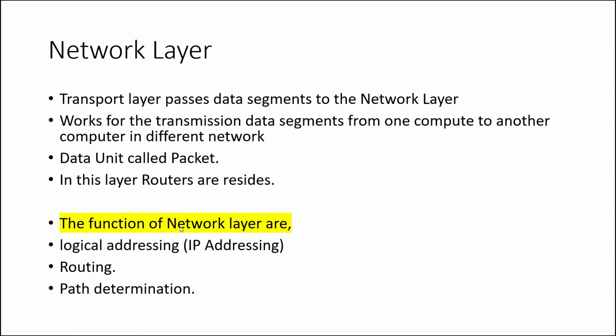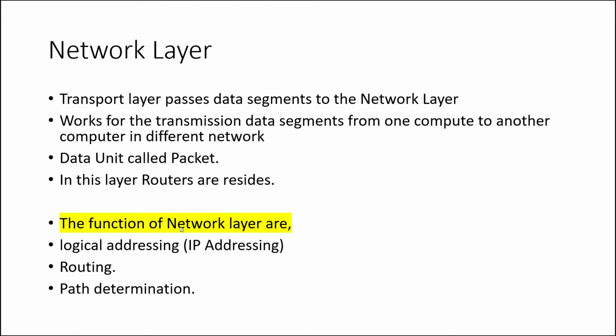So why does it include source IP address and destination IP address? Because the job of the network layer is transmitting data segments from one computer to another computer in a different network. So that's the job of the network layer. When the network layer receives data from the transport layer, it converts this data into packets. It adds the source IP address and destination IP address to the segment. Then we call this data type packets.